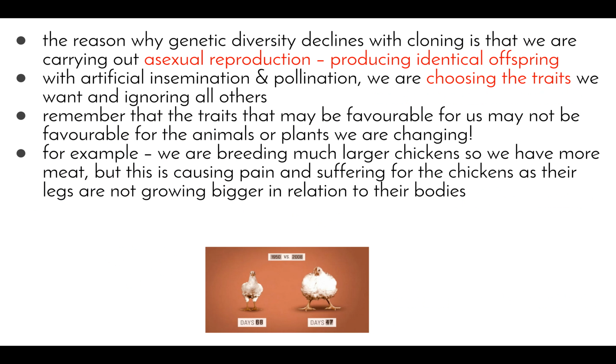So the reason why genetic diversity declines with cloning is that we are carrying out asexual reproduction and basically producing identical offspring. So we've seen with bacteria that they reproduce asexually. We start with one bacterial cell, divides to become two, become four, become eight, and all 8 of those bacterial cells are exactly the same as the original parent cell and exactly the same as each other. That's why we see when we introduce antibiotics, we're able to get rid of bacteria quite quickly. However, because they do reproduce so quickly, there can be slight variations amongst the population as well.